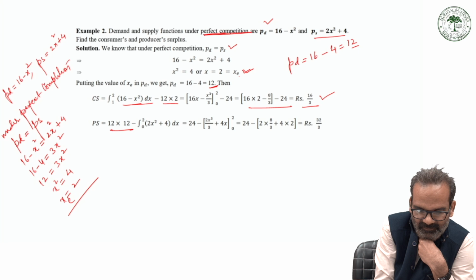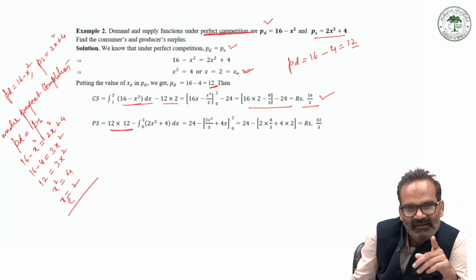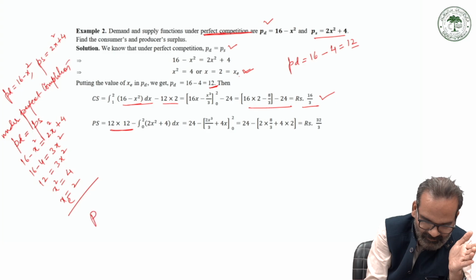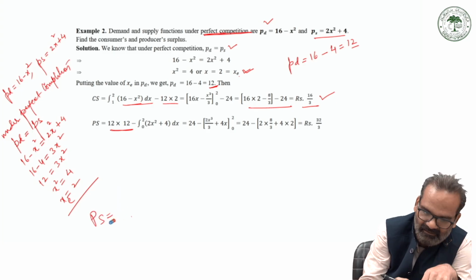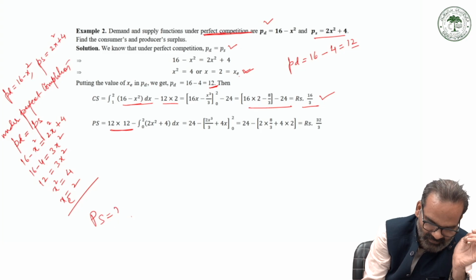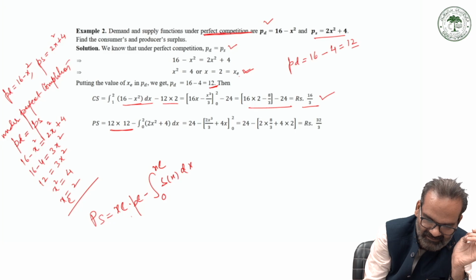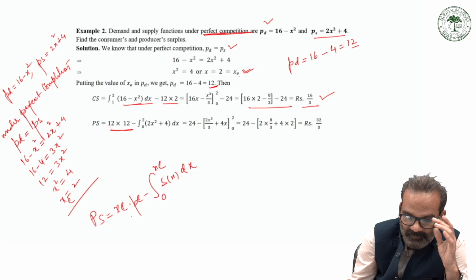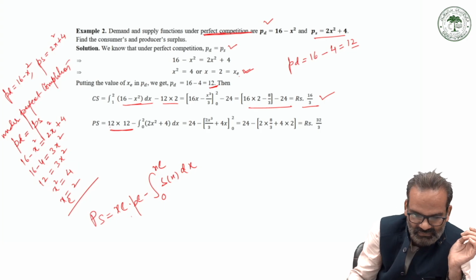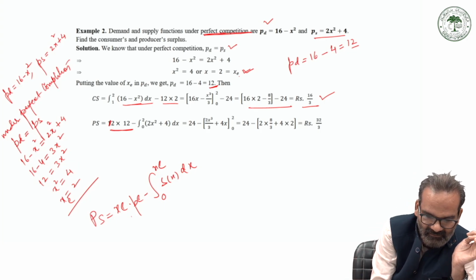Likewise, you can determine the producer surplus also. For the producer surplus, the formula is just reversed. XE into PE. This is the formula for the producer surplus: XE into PE minus the integral from 0 to XE of the supply function dx. So XE is 2 and PE is 12.